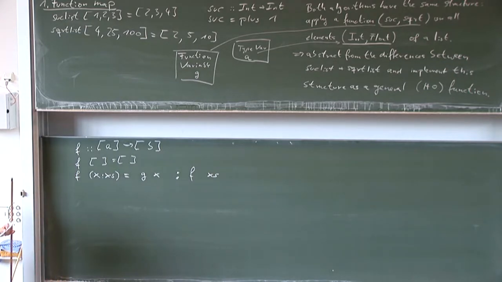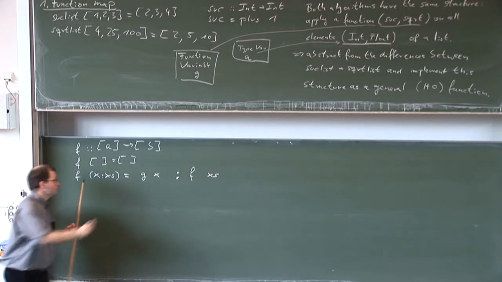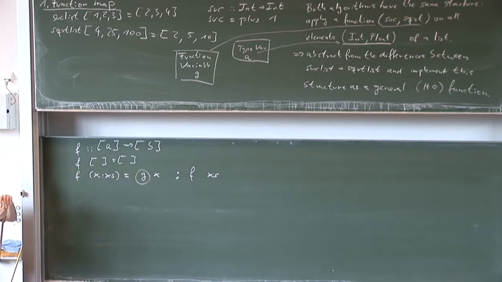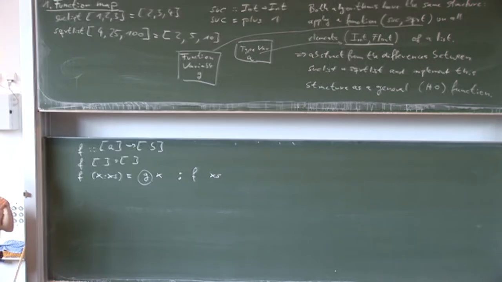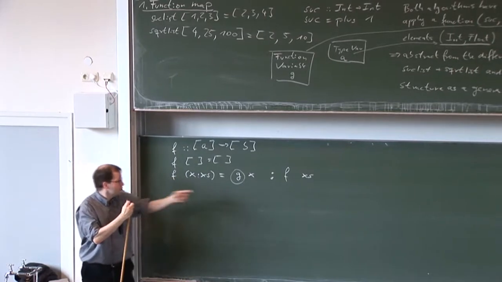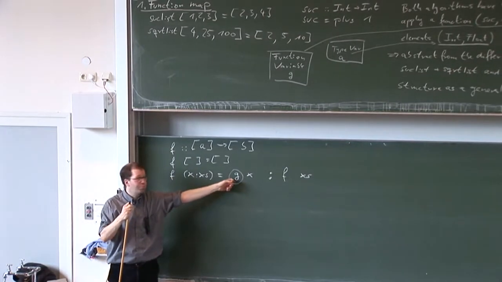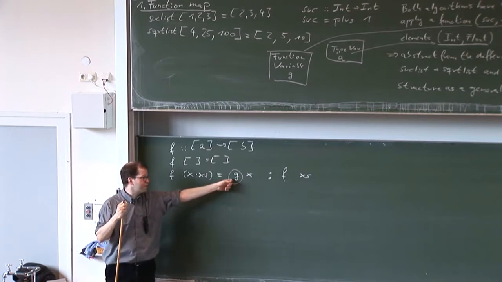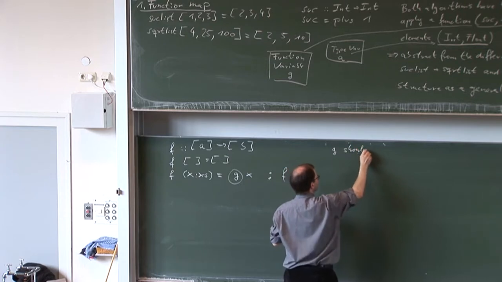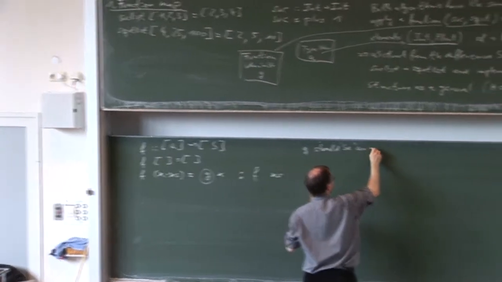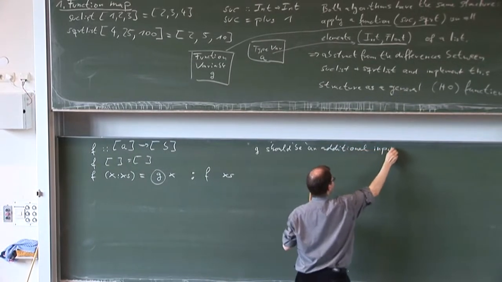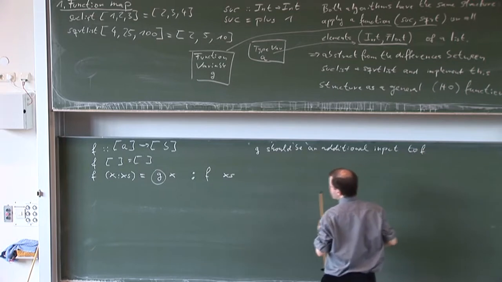So this is the general form of these functions, and of course now this g is a function variable. Depending on which function you want to have, f will do different things. So this function should be an additional input to f. Otherwise, we don't know what f does. So g should be an additional input to f. And what would be the type of g?